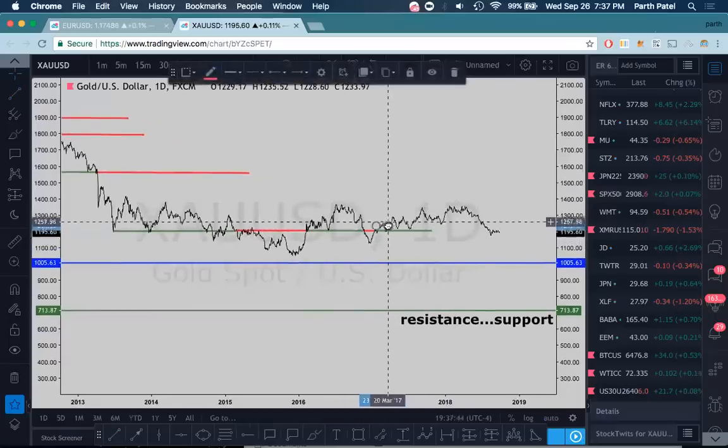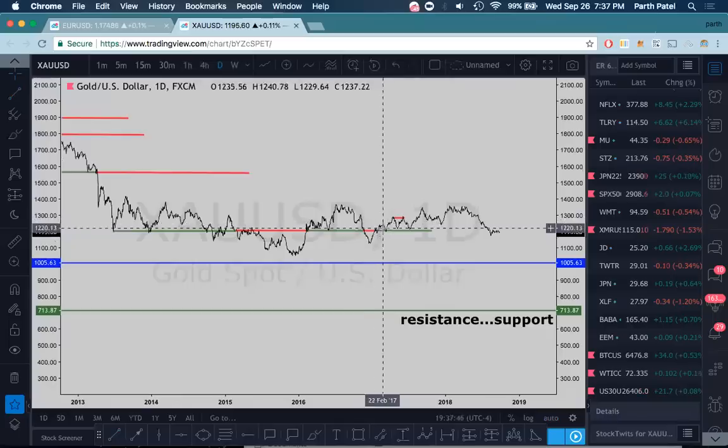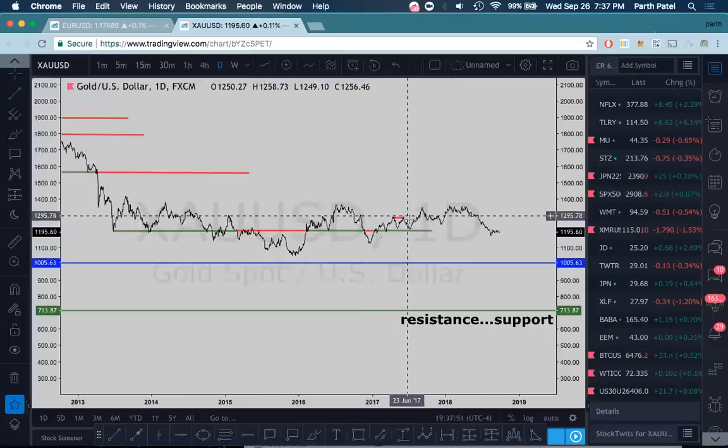And then another thing is that, as you see here, we broke out, retested, made a high, and then came back down, and went up, and then came back down.